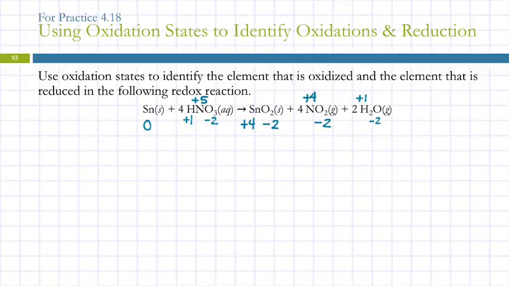To find out what is oxidized, what's oxidized? What's reduced? Reduction means the oxidation state is going lower, more negative. So let's see what's happening here. Tin is going from 0 to +4. That's going up, isn't it? That's oxidation.